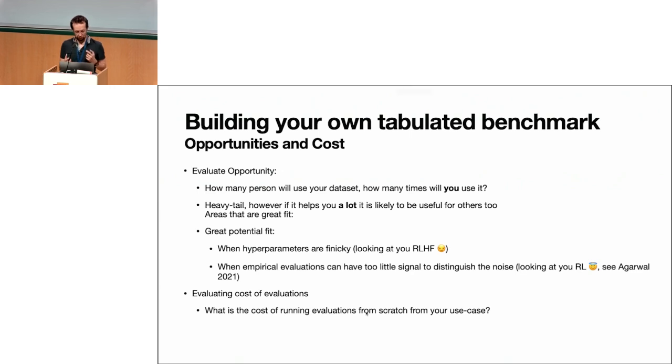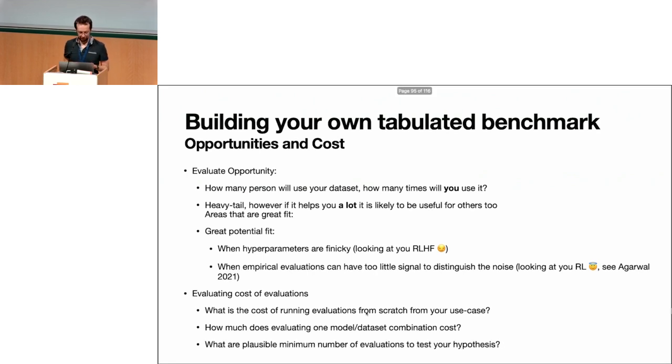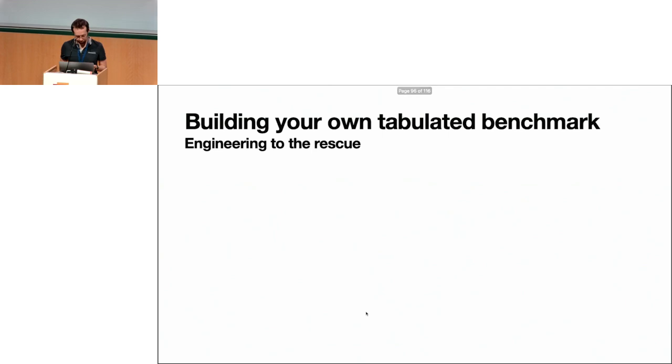Also, you can think about evaluating the cost of evaluation because, of course, you are balancing opportunities and costs. So what is the cost of running evaluation from scratch if you did not have all those pre-computed results? What's the total cost that you're going to need, and what is the minimum cost that you could use to validate your hypothesis? For instance, for AutoGluon, for this tabular benchmark, we did not go all in with 200,000 hours of CPU compute, but we went much smaller to begin with.